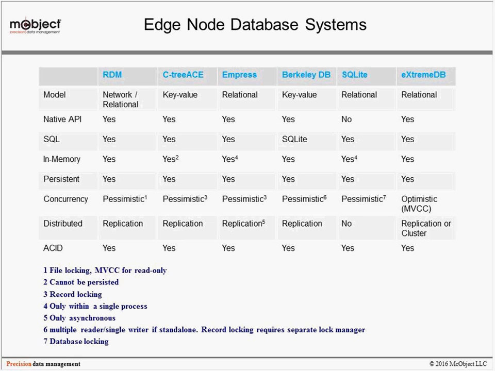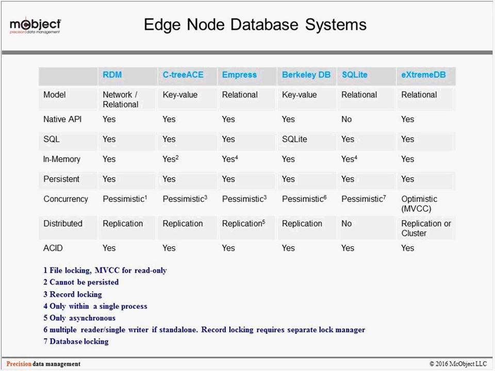So in the case of c-treeACE, you can have an in-memory database, but you can never persist it, whereas the other products give you some mechanism to persist that database, whether it's on a transaction-by-transaction basis or simply being able to just save the in-memory database image off to some persistent medium. Another limitation is that with Empress and SQLite, if you create an in-memory database, that in-memory database can only be accessed by a single process. Multiple threads within that process, but only a single process.